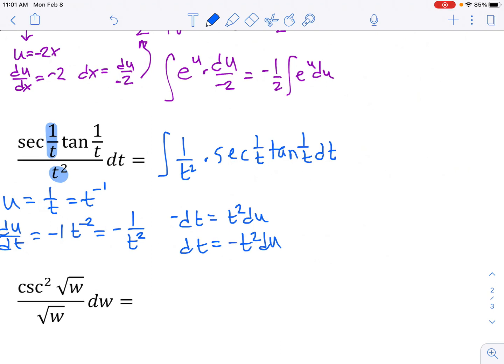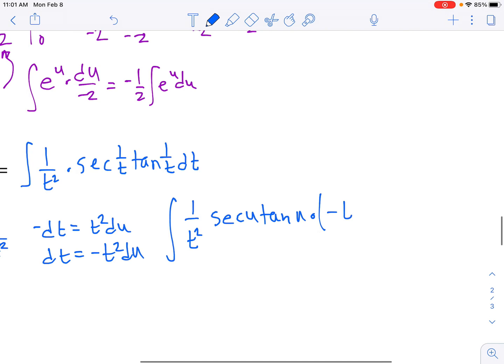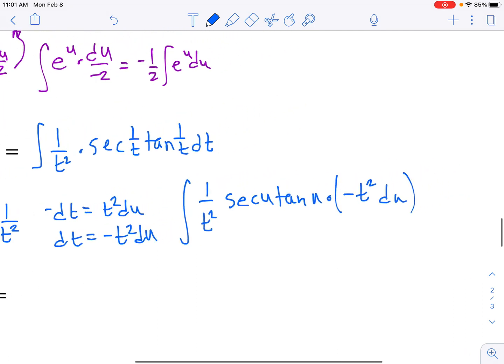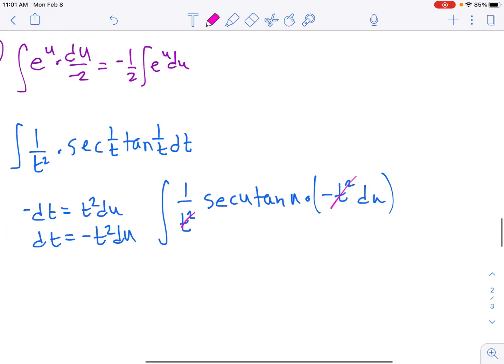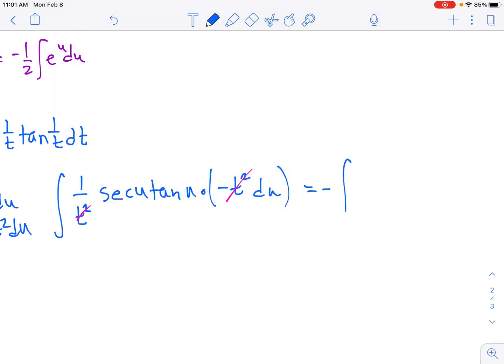Okay, so my substitution then looks like this. I'm leaving the 1 over t squared alone. It's going to be secant u tan u times, I need brackets here because I got a minus sign, a negative t squared du. So if you notice, we have a negative because of that bringing down of the negative 1, that power rule. Okay, so now my t squareds cancel. I'm going to bring my negative out front. So we are going to have negative secant u tan u du.